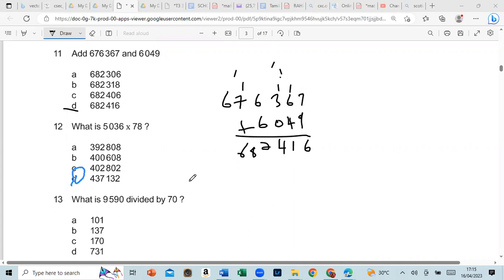Oh, you're working on it. All right, no problem. Sir, we're at number 12. What did you get? Sir, I got A. Okay. Here we are, 5,036. Sir, I got A. Sir, I got A as well.